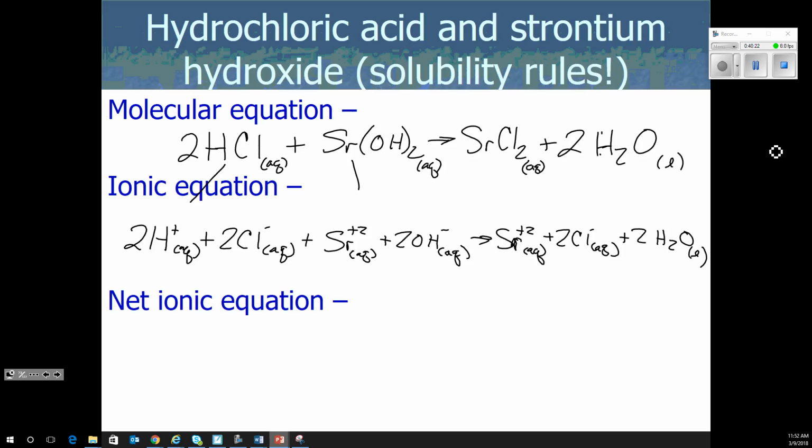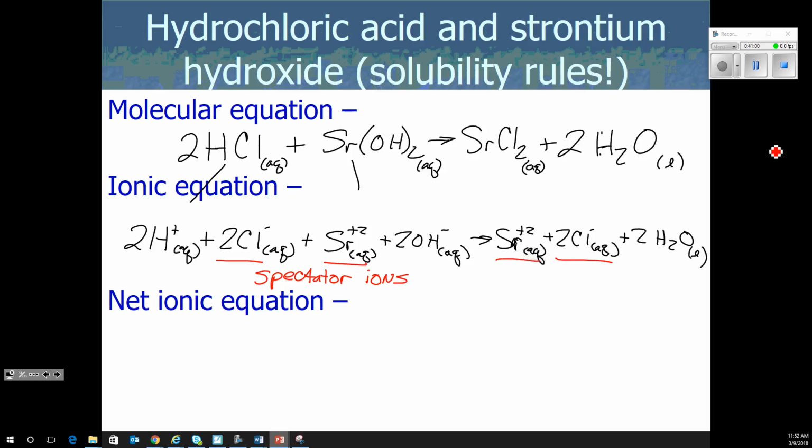So once I get it all into what is known as the ionic equation, I want to know which ones are spectators. Spectator ions are the ones that stay the same from side to side. So which ones stayed exactly the same from side to side? Sr, strontium, good. Any others? Cl. Okay, so these underlined in red are known as our spectator ions. These are ones that we can get rid of for the net ionic equation.